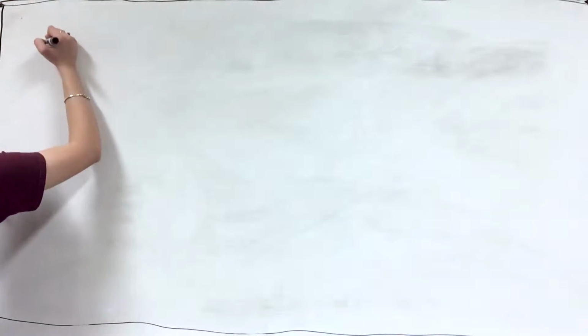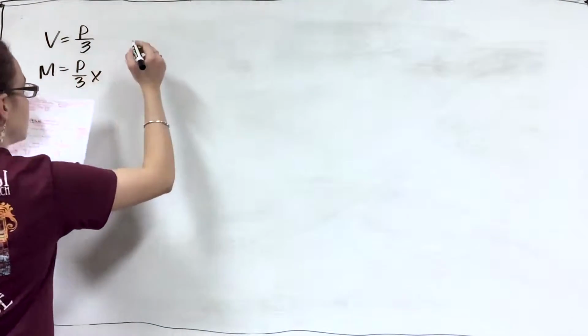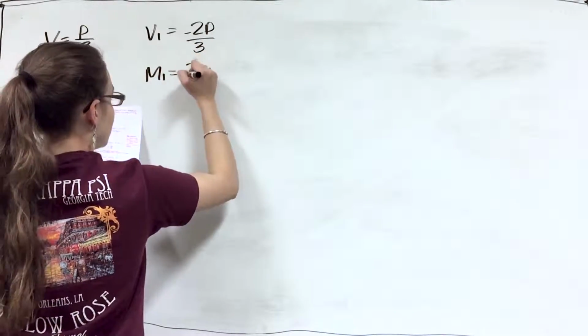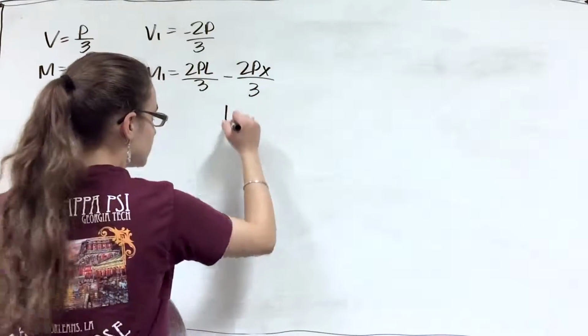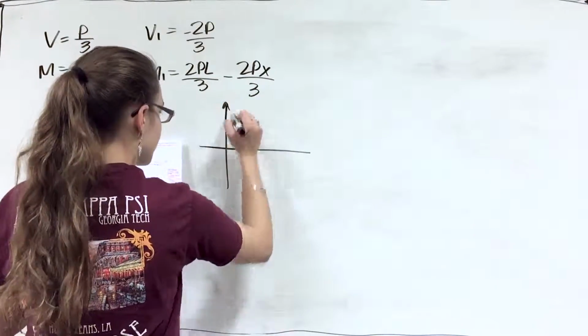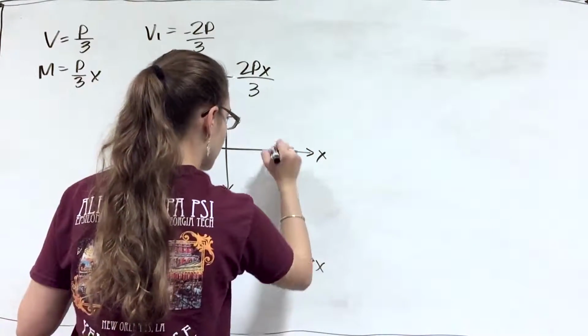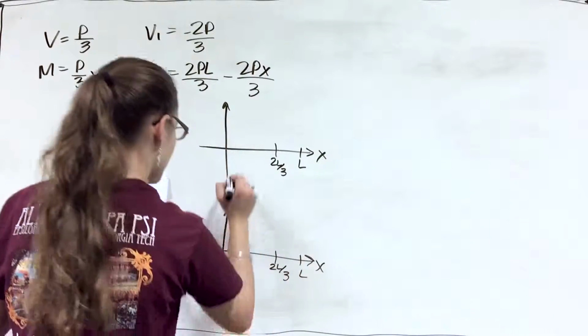So now that we've solved for our values of shear and moment force at these two different cuts, we can go ahead and create our shear and moment diagrams based on position x. So when we're looking at our shear force, we can see that from 0 to 2L/3, it's at a constant P/3. So we can graph it as such. And then from 2L/3 to L, it's at a constant negative 2P/3. So we can draw that as such as well.